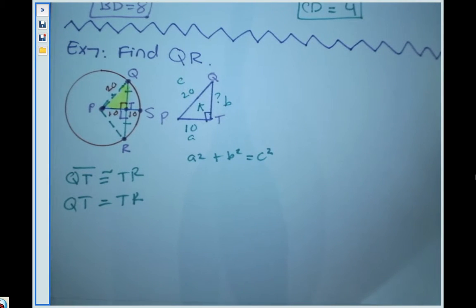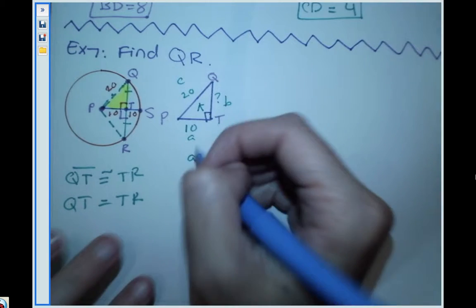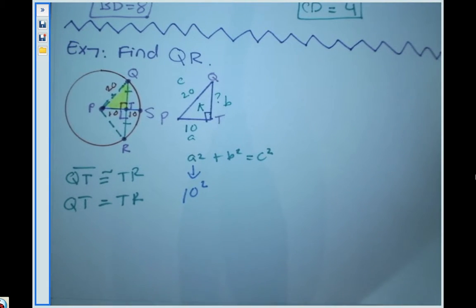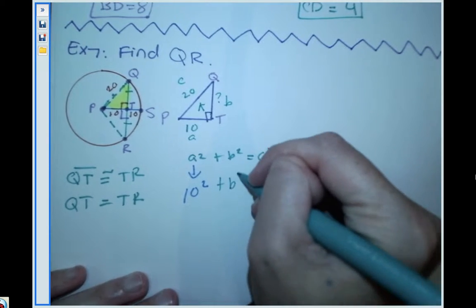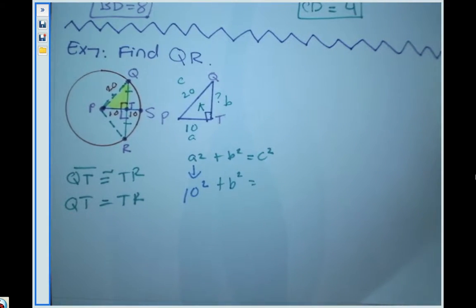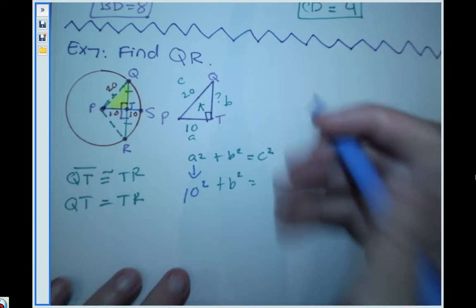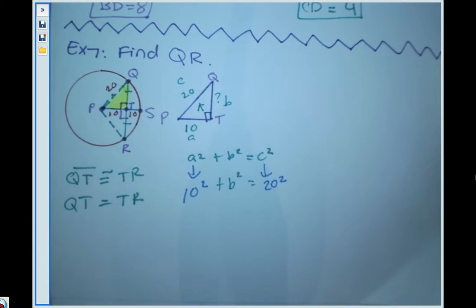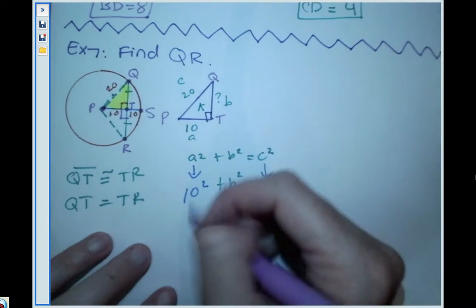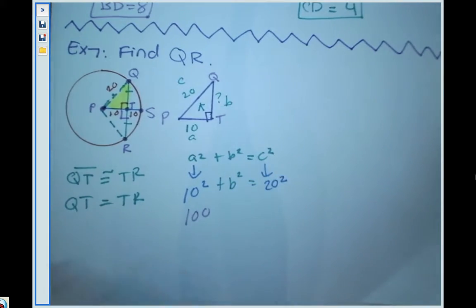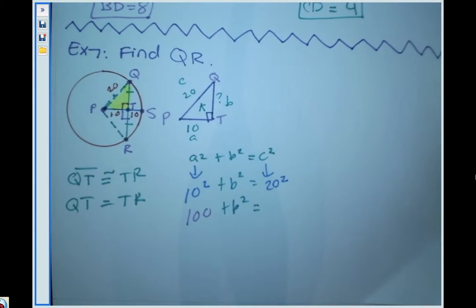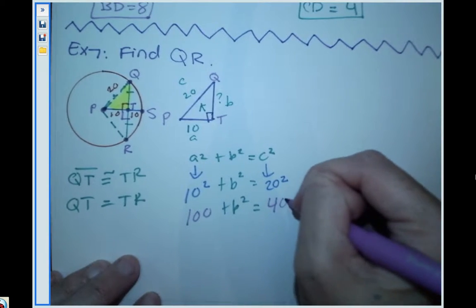All right, let's get going on this. So my A is going to be 10. So this is 10 squared plus B squared, which I don't know, so I'm going to leave it as B squared, equals C squared, which is 20 squared. All right, so let's start simplifying. 10 squared, 10 times 10 is 100, plus b squared equals 20 squared. 20 times 20 is 400.